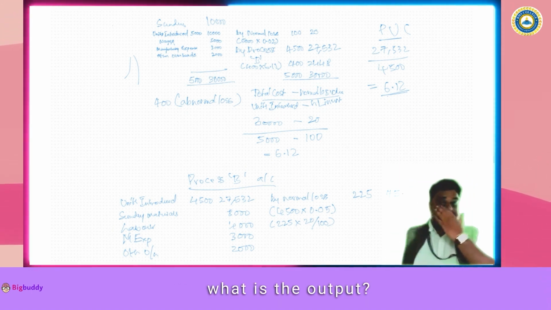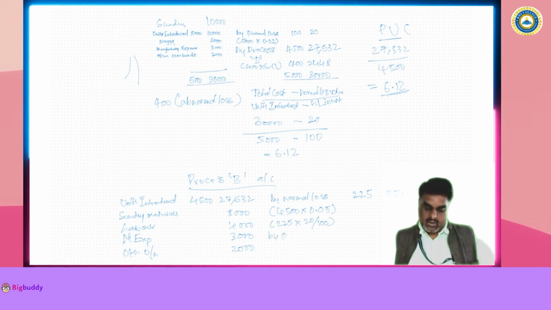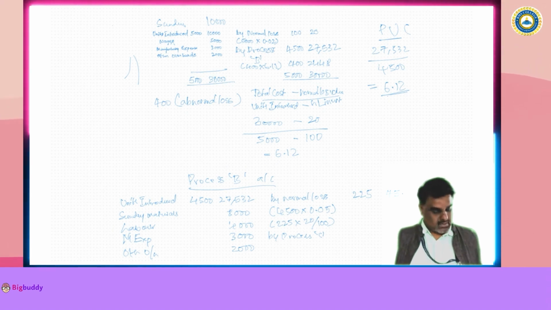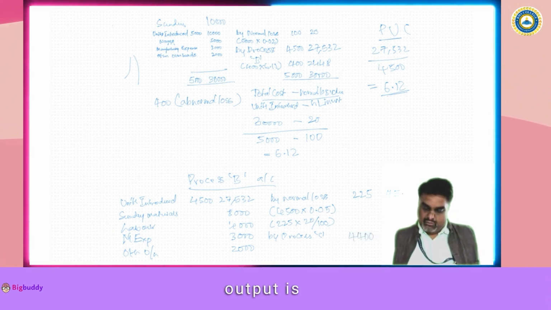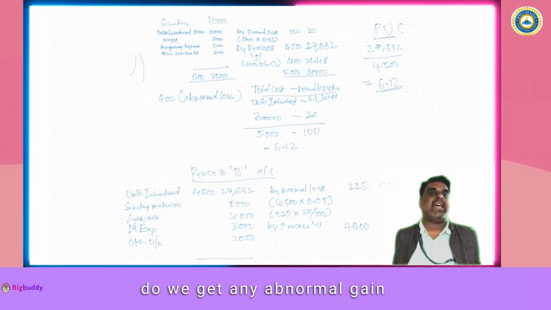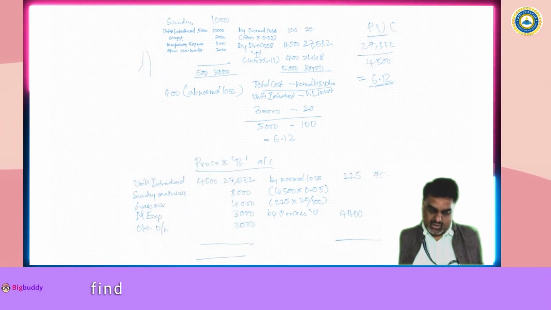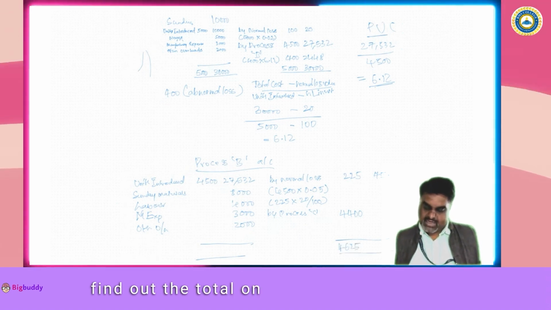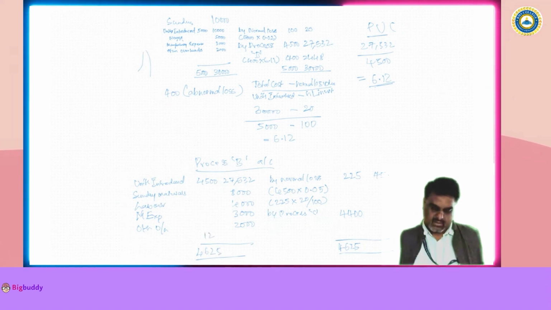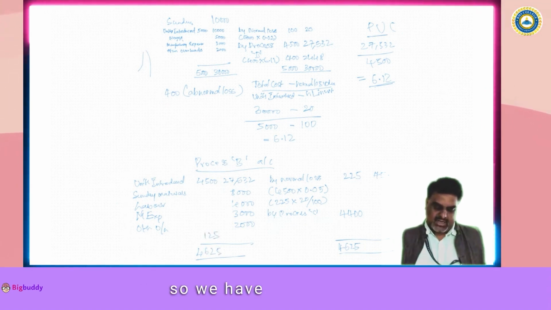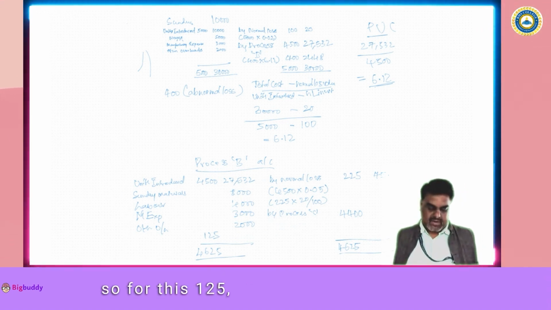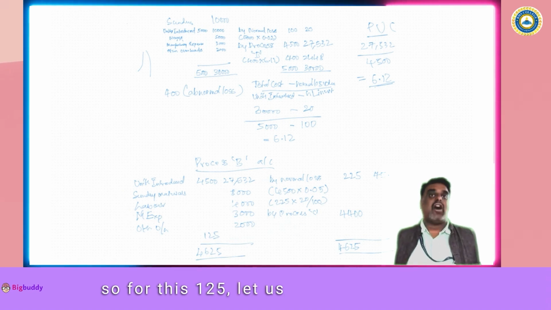What is the output? So we'll transfer this to process C. Output is 4,400. Do we get any abnormal gain here? So find out the total. On the credit side, it is 4,625. So we have 125 more, right? So for this 125, let us use the formula again.